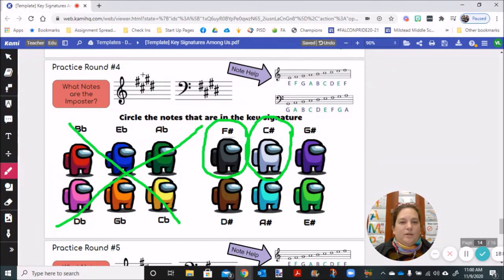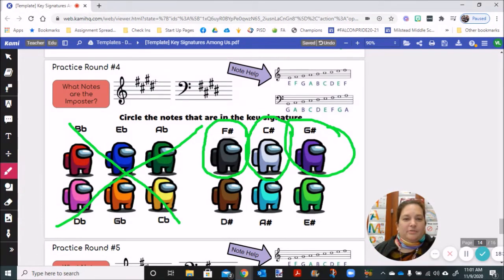Looking at the next one, continuing to the right. For the treble clef, it's going to be right above the top line. What letter name lives right above F? For bass clef, it's going to be 4th space. What letter name lives in the 4th space? Hopefully your answer was G. G sharp is our 3rd imposter in this key signature.